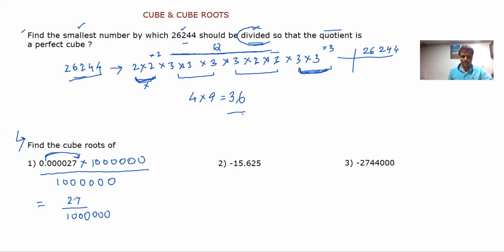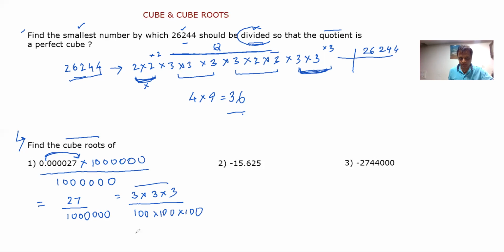Once we have done the decimal fraction, now it is time to find the cube root, which means I have to factor and see if they are in pairs of 3. 3 threes are 9, 3 nines are 27. And what are the factors here? 100 into 100 into 100.